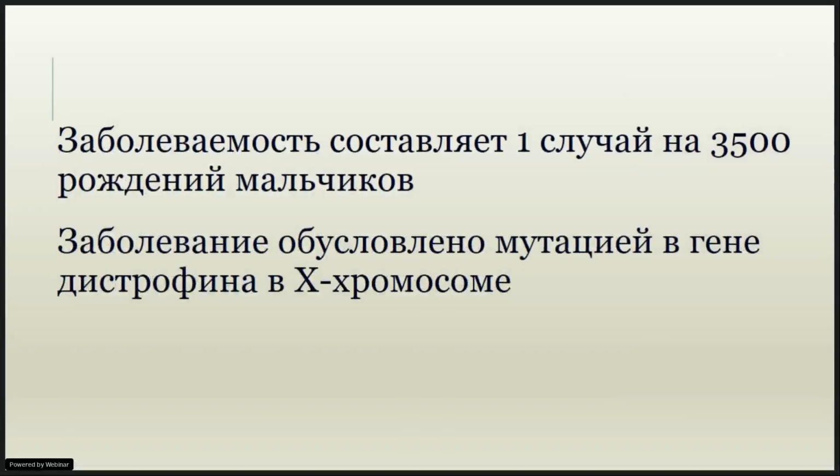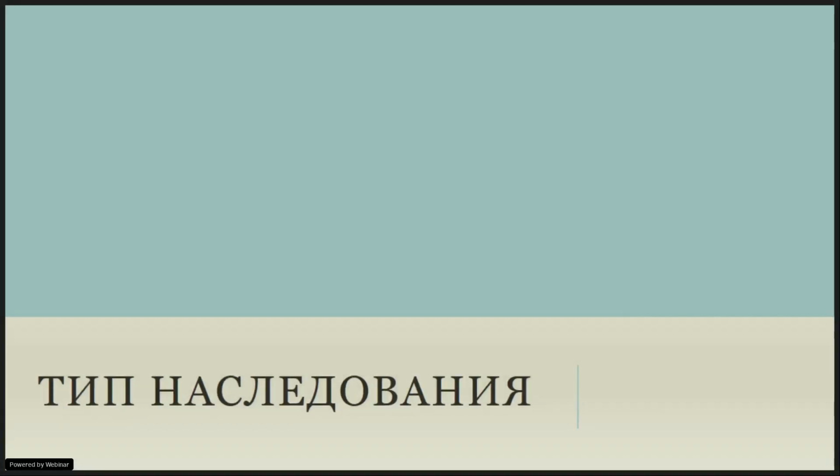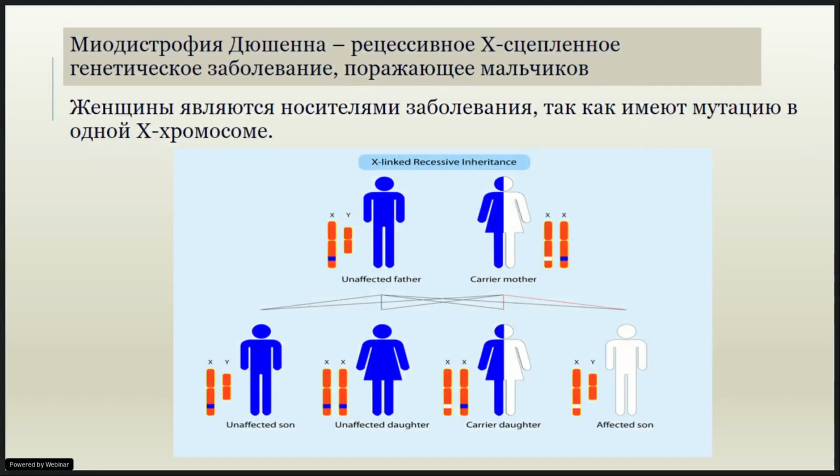Now we can have an overview on Duchenne muscle dystrophy. I'm going to talk about the incidence of this disease. It is one every 3,500 male births, and it is due to lethal mutation in the dystrophin gene in X chromosome. As you see, this is the X chromosome, and this is the dystrophin gene. The mode of inheritance, Duchenne muscle dystrophy spreads as a recessive X-linked disorder that affects males, which means that females are carriers because they have mutation on only one chromosome.